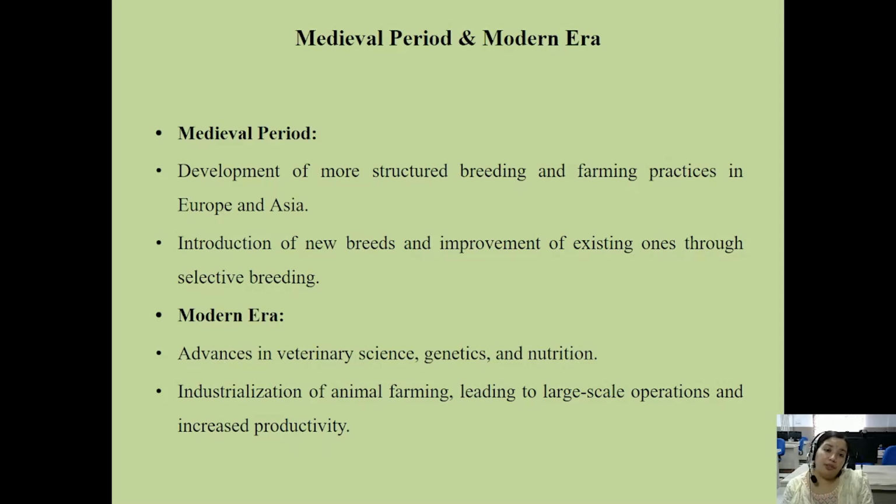The medieval period saw development of more structured breeding and farming practices in Europe and Asia, and the introduction of new breeds and improvement of existing ones through selective breeding.